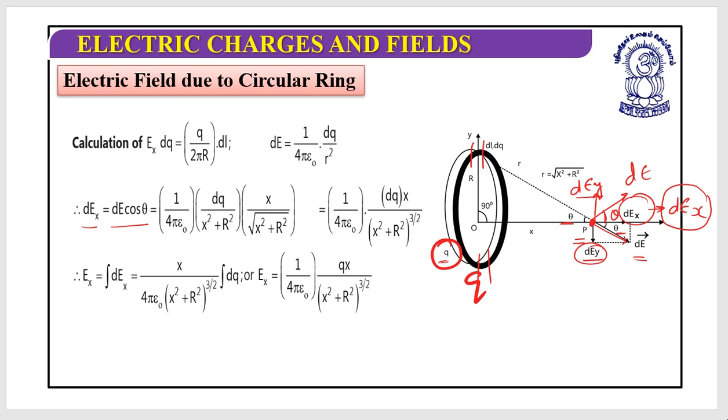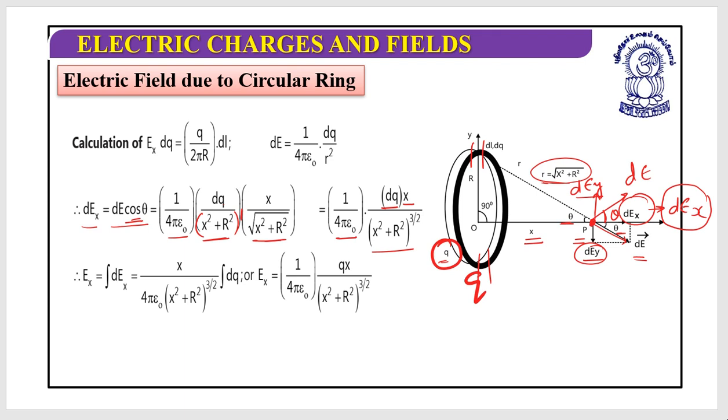Now let's write it down. It is k, that is 1 upon 4 pi epsilon naught, multiplied by dq by x square plus r square, which is the distance squared, multiplied by cos theta. Now what would be the value of cos theta? It would be x divided by the hypotenuse, that is x divided by root of x square plus r square. If I solve this, it is x square plus r square to the power 3 by 2. So dE x is k times x times dq divided by x square plus r square to the power 3 by 2.